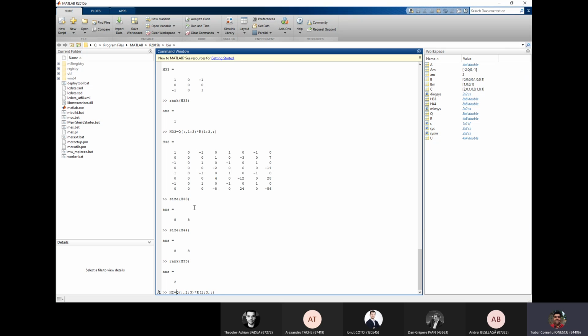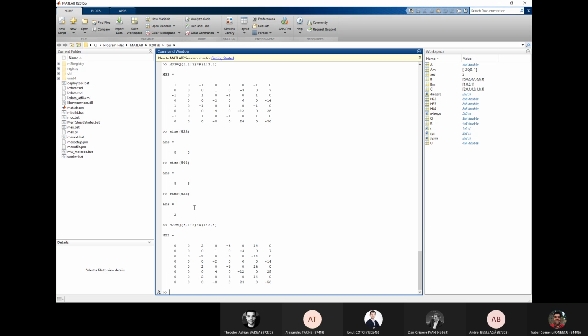H22 is all and 1 through 2, 1 through 2, and all. This is H22. Okay. Look. You see? You see, it's already got 2 columns of zeros. You see that?